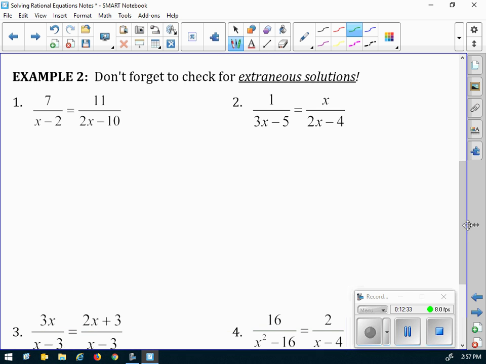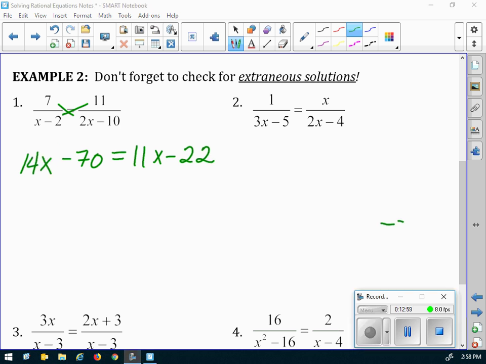Now my question to you is, is this set up on number 1 such that I can use cross multiply? Is it 1 fraction equals 1 fraction? So we'll cross multiply. Now, 14x minus 70. Yep, solve it. If you subtract 11x from both sides, that's going to be 3x. Add 70 to both sides, I think you'll get 48.